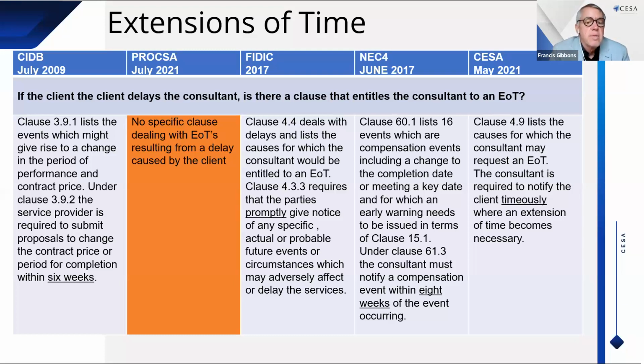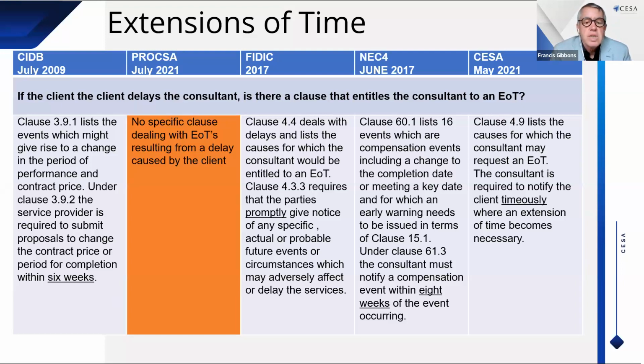Under the CIDB, Clause 39.1 lists the events which might give rise to a change in the period of performance, and under Clause 39.2, the service provider is required to submit proposals to change the contract price or period of performance for completion within 6 weeks. Under FIDIC, Clause 4.4 deals with delays and lists the causes for which the consultant would be entitled to an EOT. Clause 4.3.3 requires that the parties promptly give notice of any specific actual or probable future events or circumstances which may adversely affect or delay the services.